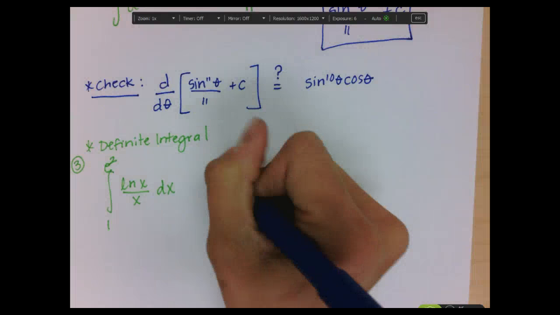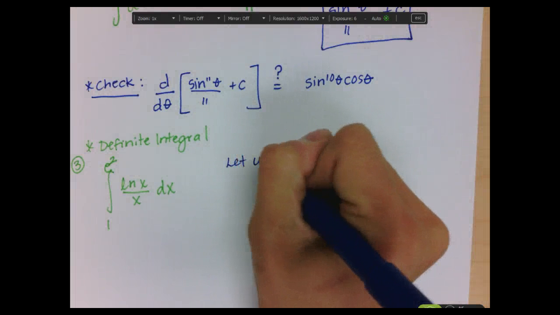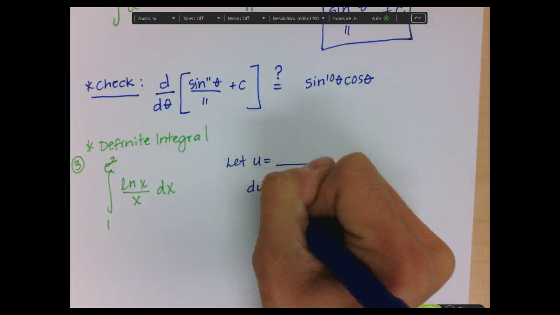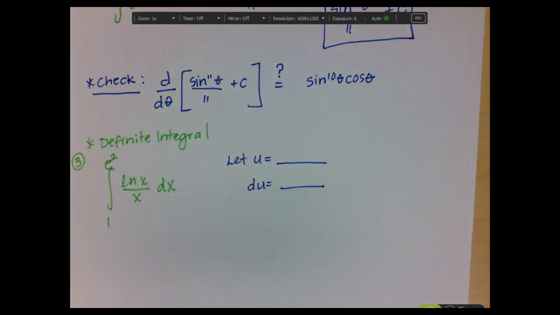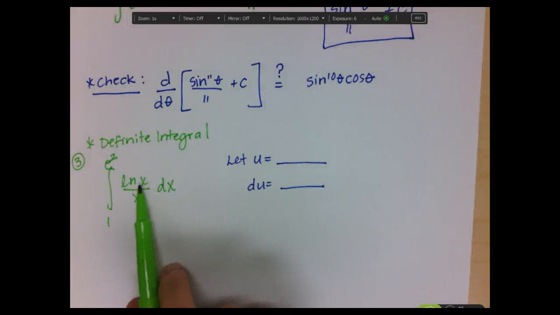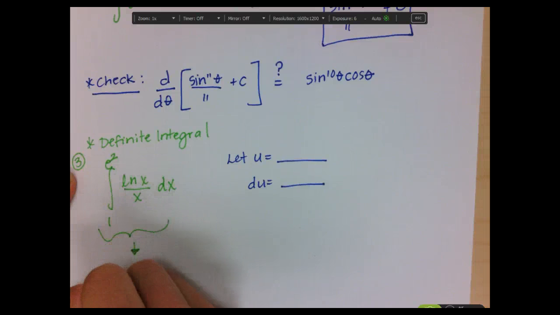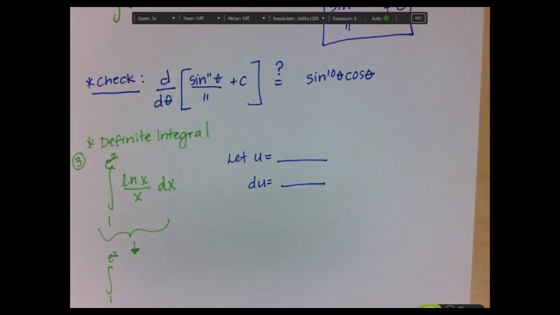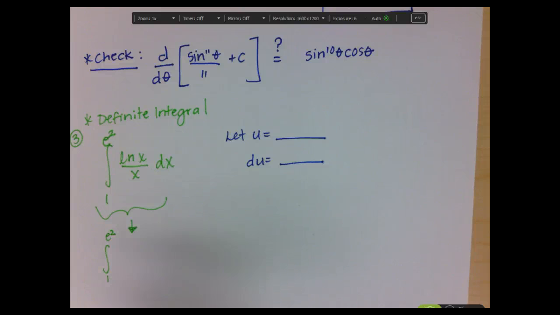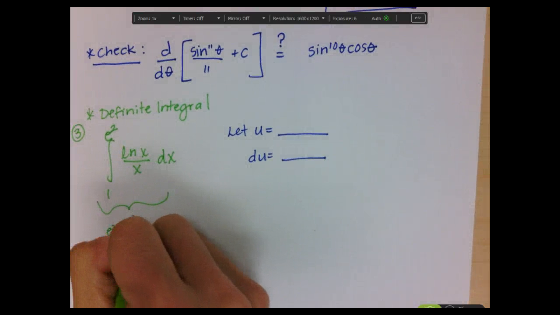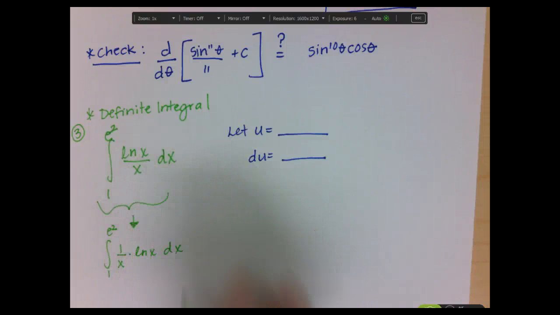So first of all, let's pick a u, and let's be thoughtful about du as well. So we really have a couple of options here. We could let u just equal x. We could let u equal the natural log of x, or we could let u equal 1 over x. So I might rewrite this just to remind you that when you have the natural log of x divided by x, it's really the same as 1 over x times the natural log of x. So those are equivalent forms.